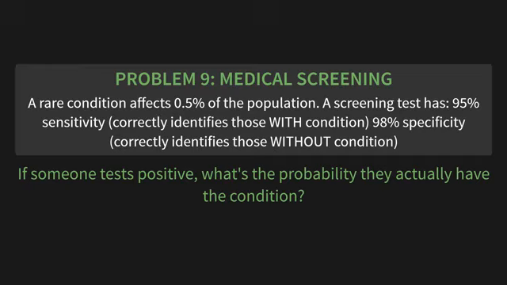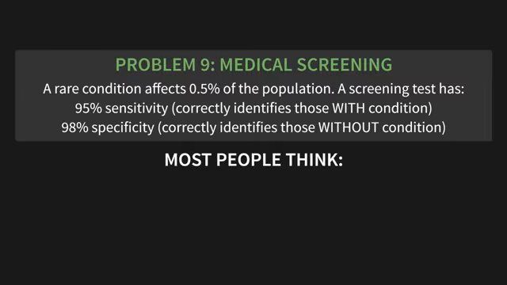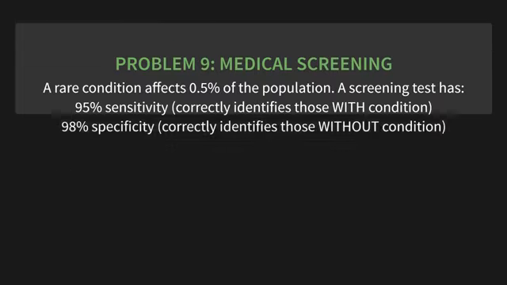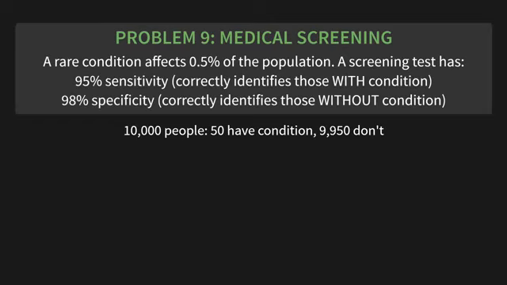Now, here's the big question. If someone tests positive, what's the probability they actually have the condition? Most people hear 95% accurate test and think, well, if I test positive, I probably have it. But that's not how the math works. Let me show you something that'll blow your mind. Let's imagine we test 10,000 people.